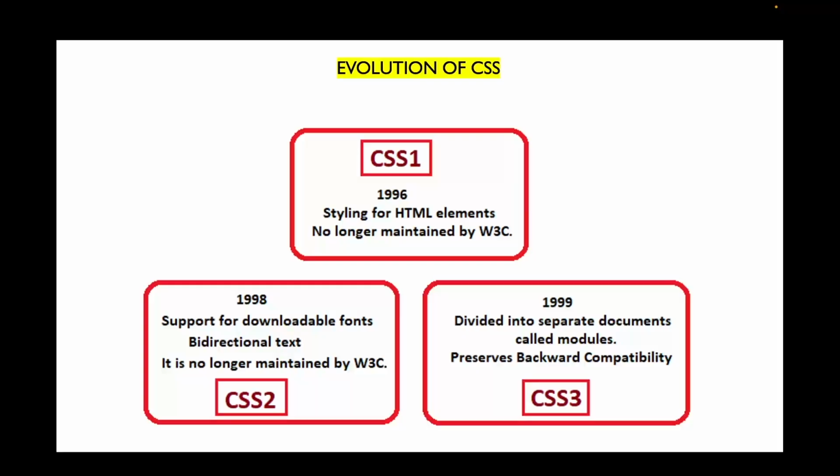And next, CSS 3 was introduced in 1999. Unlike earlier versions, it was divided into separate modules. This means features like animations, transitions, flexbox, grid, as well as media queries were developed independently. CSS 3 preserves backward compatibility, meaning older CSS code still works. This modular approach allows CSS to grow faster and support modern web design. So CSS evolved from basic styling in CSS 1 to advanced layout systems and animations in CSS 3, making modern responsive web design possible.